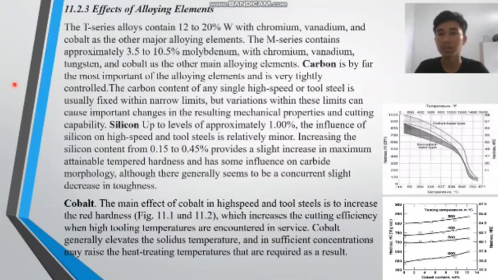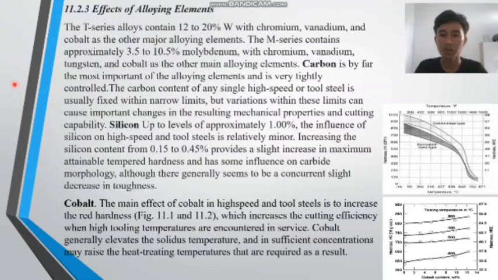11.2.3 Effects of alloying elements. The T-series alloys contain 12 to 20% W with chromium, vanadium, and cobalt as the other major alloying elements. The M-series contains approximately 3.5 to 10.5% molybdenum with chromium, vanadium, tungsten, and cobalt as the other main alloying elements. Carbon is by far the most important of the alloying elements and is very tightly controlled. The carbon content of any single high-speed or tool steel is usually fixed within narrow limits, but variations within these limits can cause important changes in the resulting mechanical properties and cutting capability.